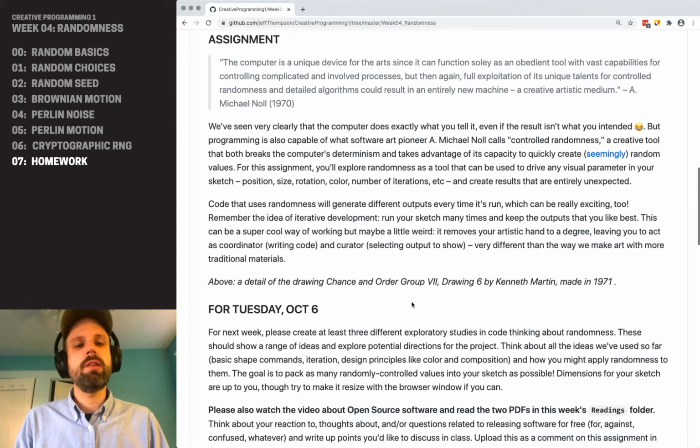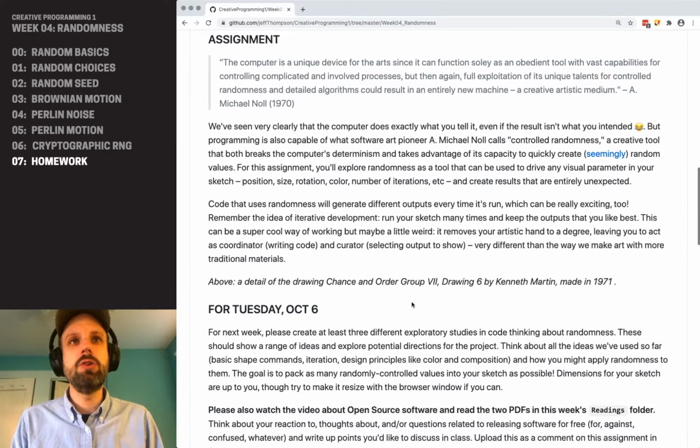But it starts with a quote by A. Michael Noll, who in the 70s at Bell Labs in New Jersey was an early pioneer of art and the computer. And he says the computer is a unique device for the arts since it can function solely as an obedient tool with vast capabilities for controlling complicated and involved processes. But then again, full exploitation of its unique talents for controlled randomness and detailed algorithms could result in an entirely new machine, a creative artistic medium.